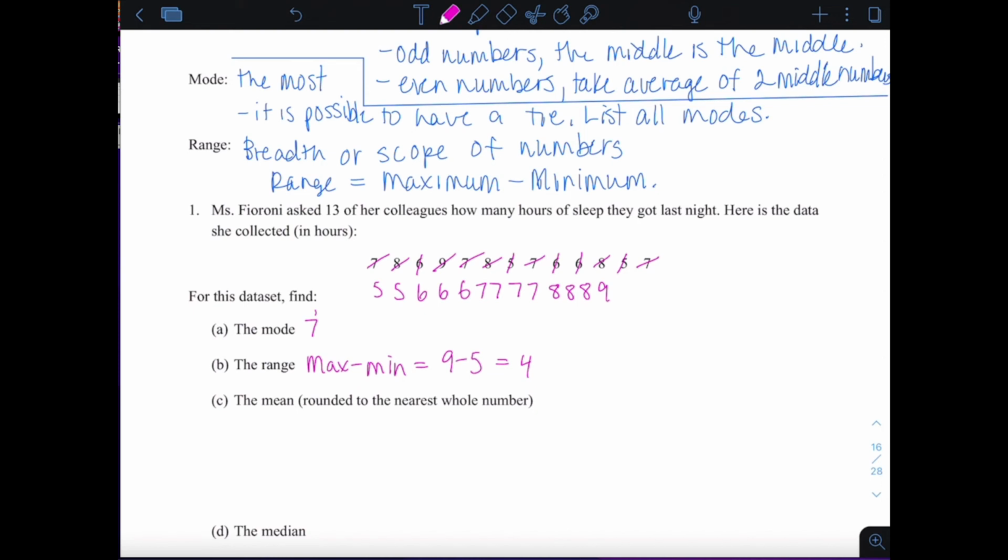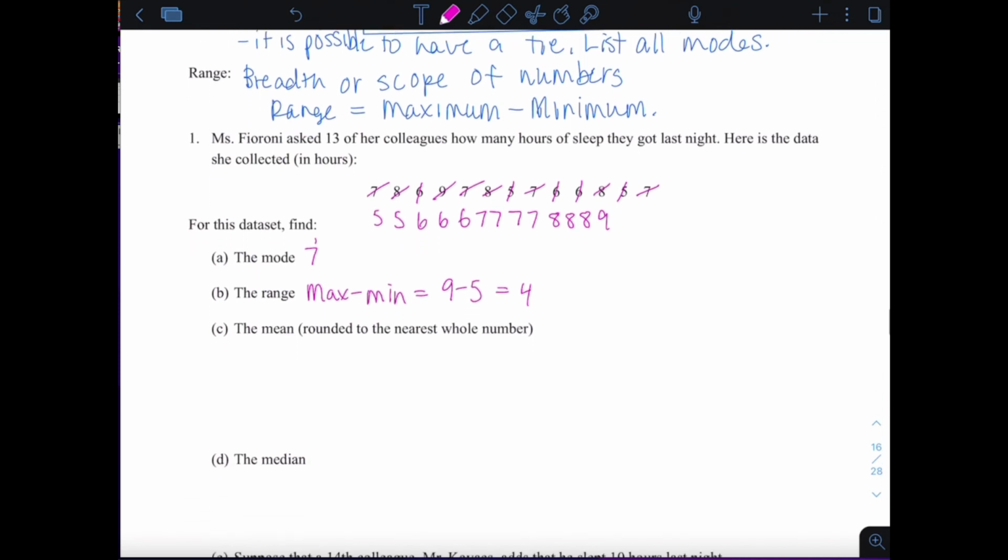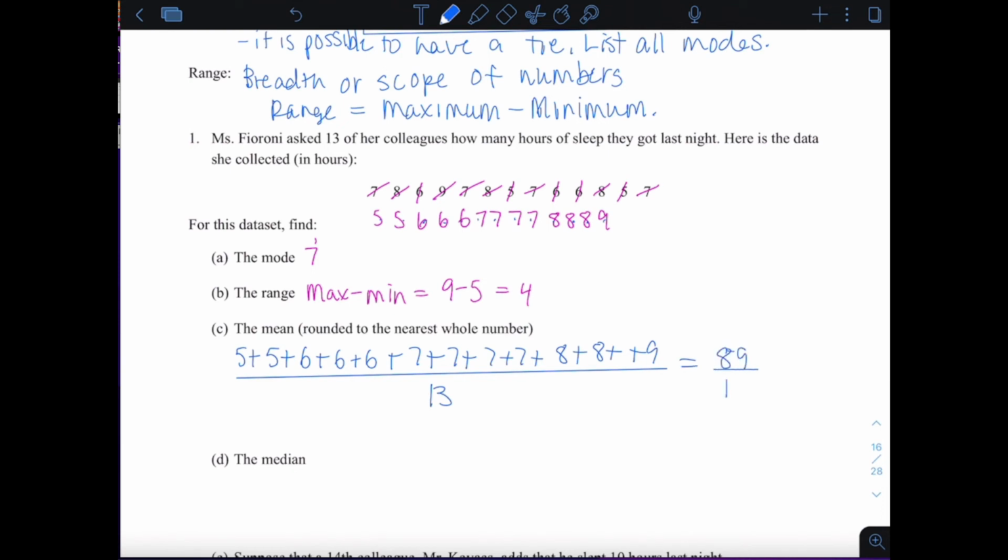What is the mean? Well, I would have to add up all these numbers together. And I'm going to divide by the number of numbers. 1, 2, 3, 4, 5, 6, 7, 8, 9, 10, 11, 12, 13 numbers, which becomes 89 over 13, which is 6.87, and we're going to round that to 7, okay, because it says rounded to the nearest whole number.